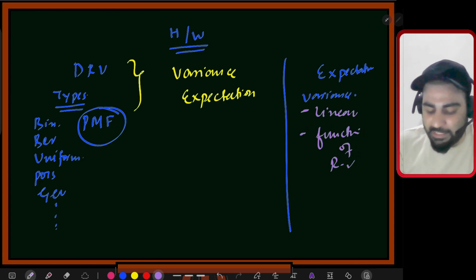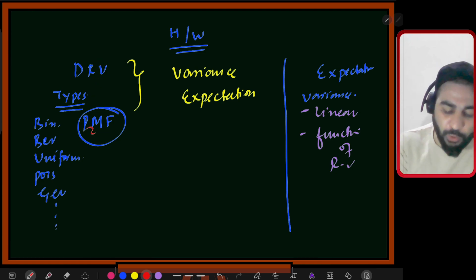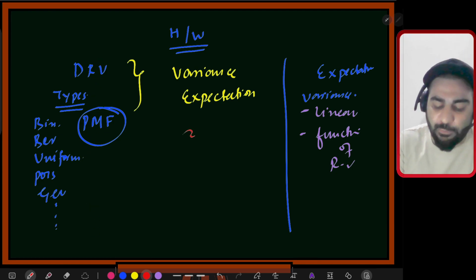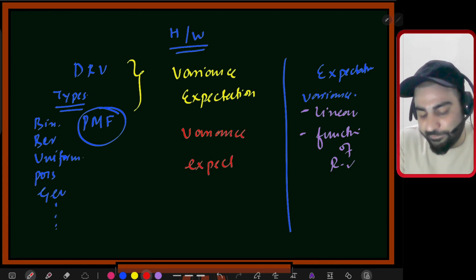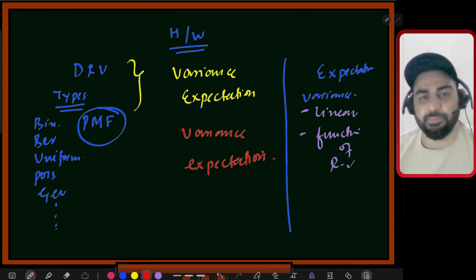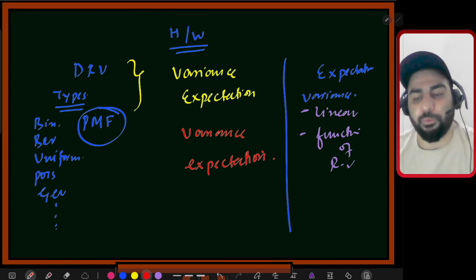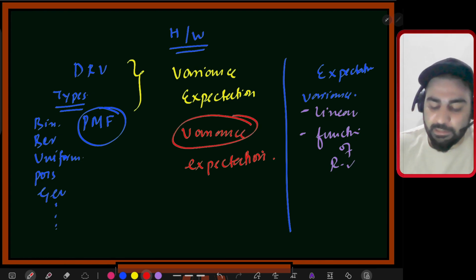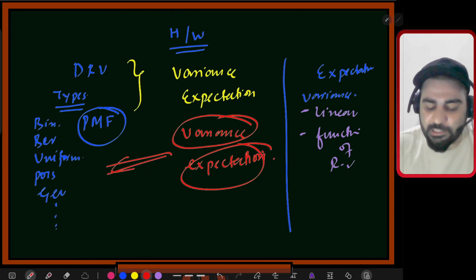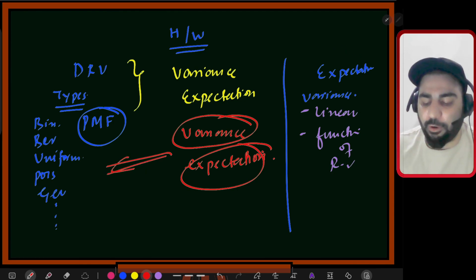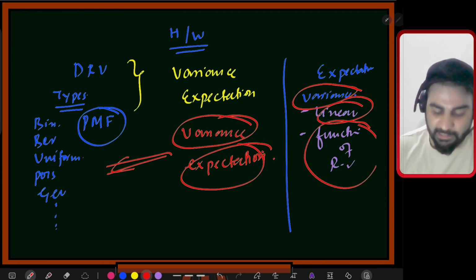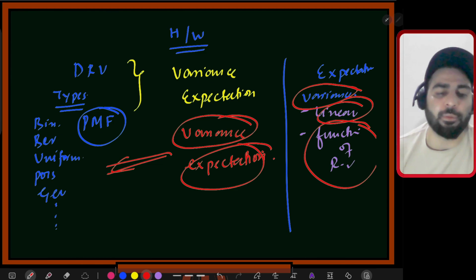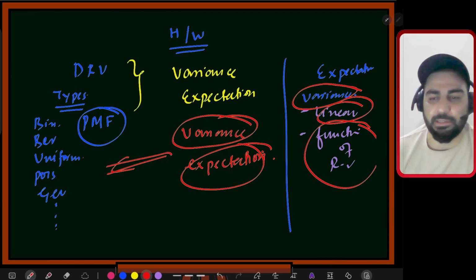That's your one homework. The second homework is that for all these discrete random variables, you will have to compute the variance and the expectation. How many of you will be able to do this? You just have to compute the variance and expectation for these. These are the two homeworks for you. Read about variance and see, if it is linear, what will happen for a function of this. After that, just compute the variance and the expectation for all of these random variables. Can you do this?